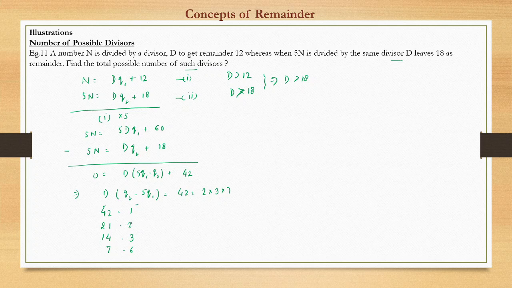And now automatically, d will take only those values of factors which are more than 18, that is 42, 21 and 14. So d can be either 42 or 21 or 14. So this is the possible solution, right?